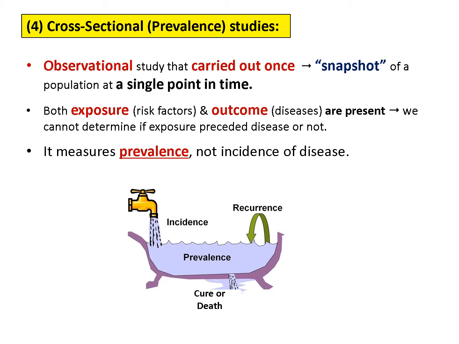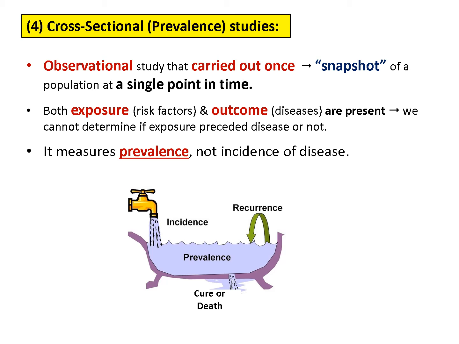We don't follow the target group. We don't see them in more than one setting. Only in one setting we ask them about the exposure and also about the outcome. So we can't determine if the exposure precedes the disease or not, as both are detected at one time. It measures the prevalence, not the incidence of the disease, because the prevalence means the occurrence of new and old cases.